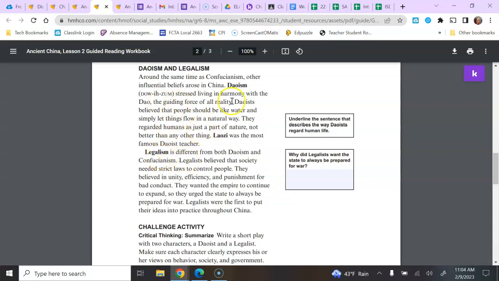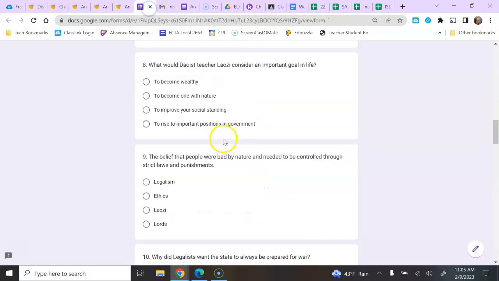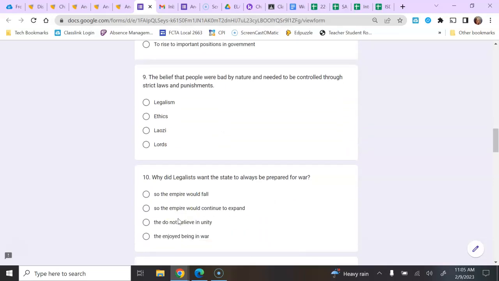And it says, if I keep going, legalism is different from both Taoism and Confucianism. Legalists believed that society needed strict laws to control people. They believed in unity, efficiency, and punishment for bad conduct. They wanted the empire to continue to expand, so they urged the state to always be prepared for war. Legalists were the first to put their ideas into practice throughout China. So who believed that people were bad by nature and needed to be controlled through strict laws and punishment? Legalism, ethics, lousy, or lords?